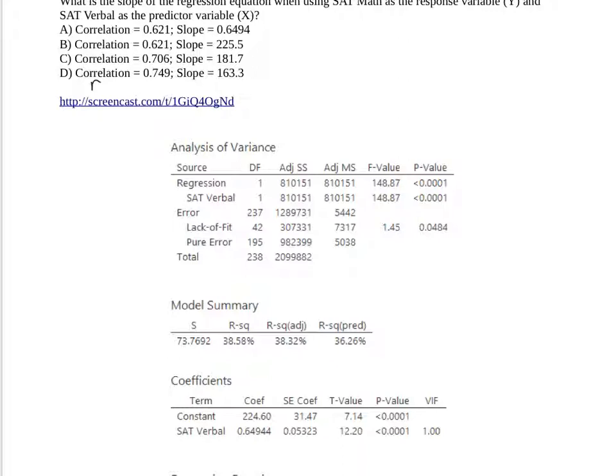Now you'll notice that right here we have R squared. So what you can do to find R, if you have R squared, is that you just take the square root of it. So R, the correlation, equals the square root of R squared. So we go to our calculator and we tell it take the square root of 0.3858, and that should give us our correlation. Now if we do that, we're going to find that this is approximately equal to 0.6211.